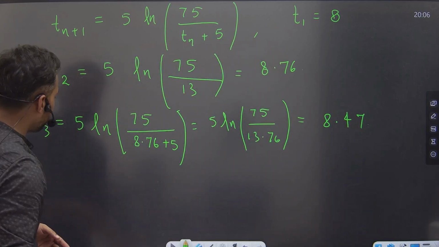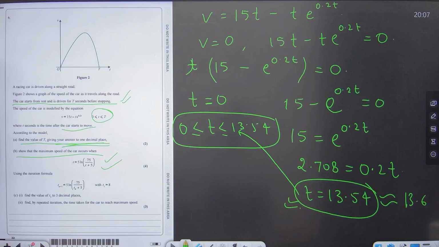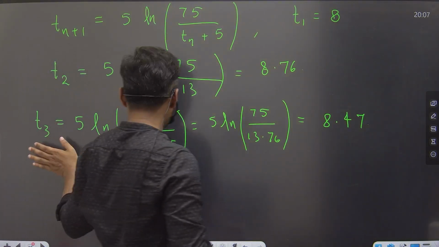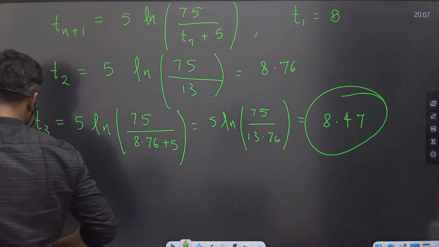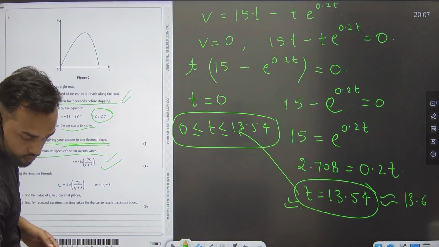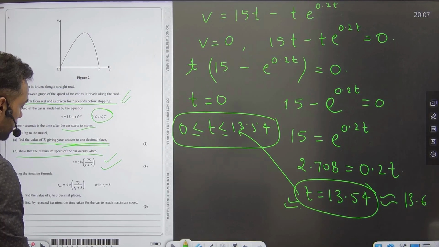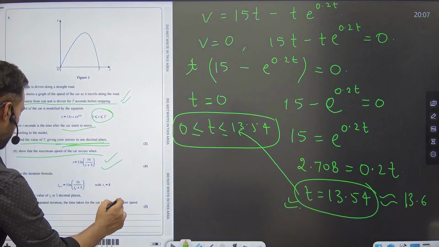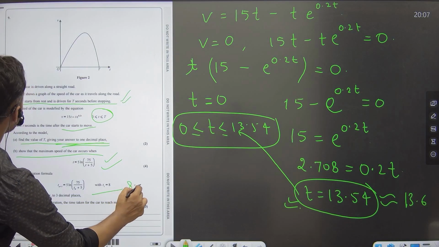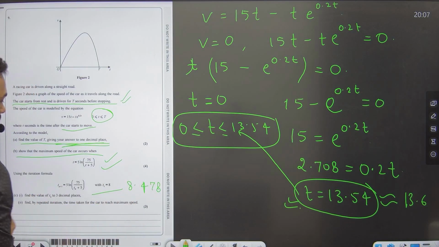So we can say that we need to find the value of t3 to 3 decimal places. For t3 we have got the value 8.47, and to 3 decimal places it will be 8.478. This is the solution for this question.